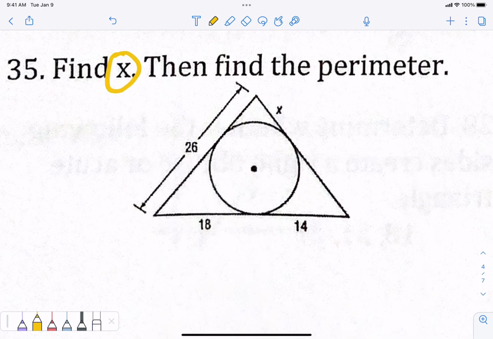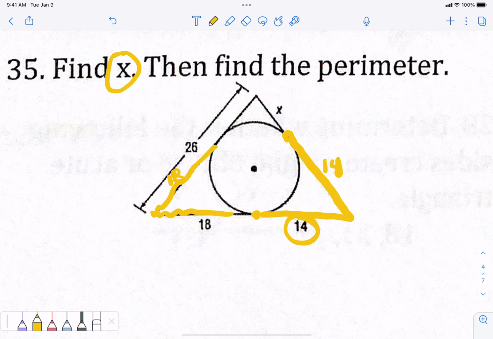Okay, when we talked about these, I talked about the different ice cream cones. So looking at this as an ice cream cone, these are tangent lines to that circle, right? They're touching at one spot, tangent lines to the circle. So this guy's 14. This guy's also going to be 14 because your ice cream cone has to be the same size. If this is 18, this has to also be 18 from here to here. And if that's 18 and the whole thing is 26, then this has to be 8. So x is 8. X equals 8.